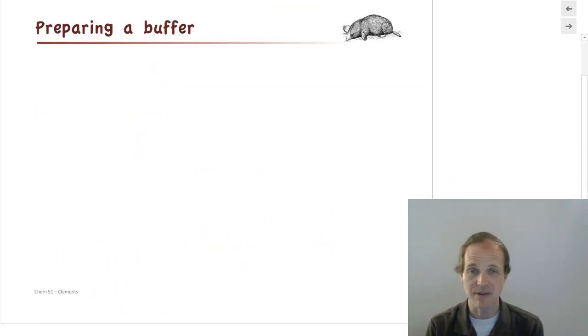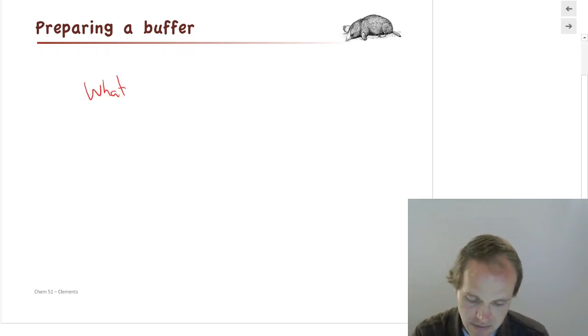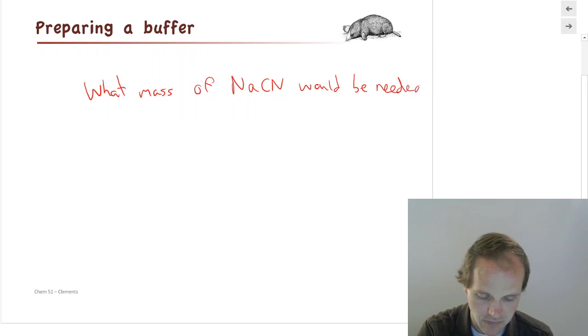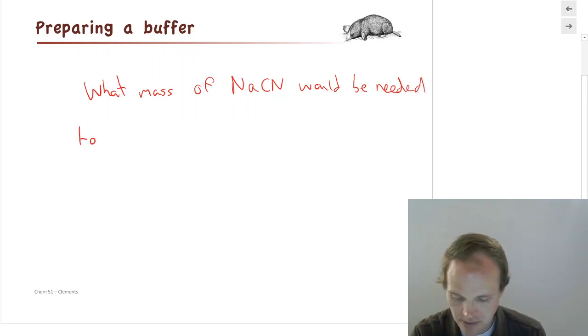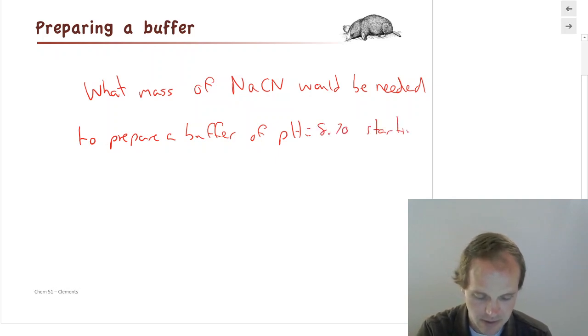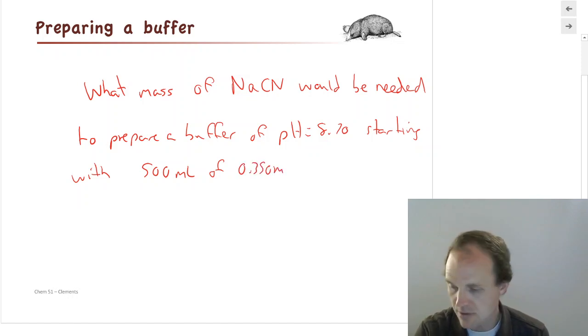What about if somebody asked us to make a buffer? How would we go about making a buffer in the lab? So what we're going to do is we're going to say, what mass of sodium cyanide would be needed to prepare a buffer of pH equals 8.70, starting with 500 milliliters of 0.350 molar HCN.